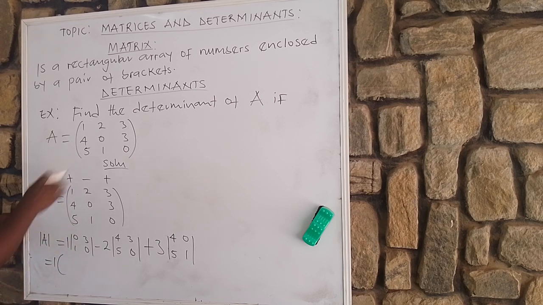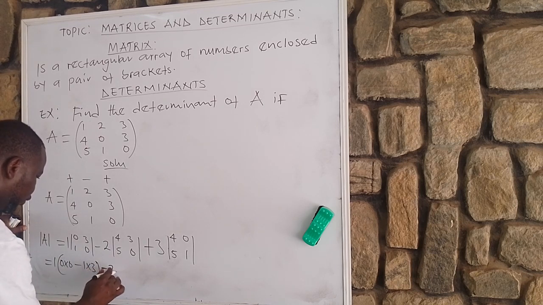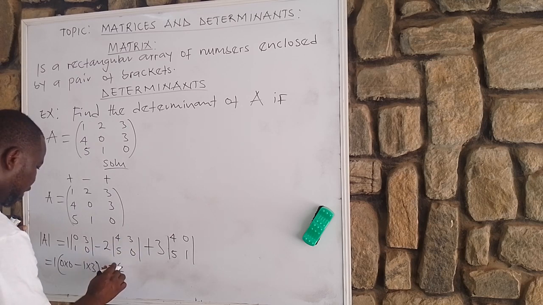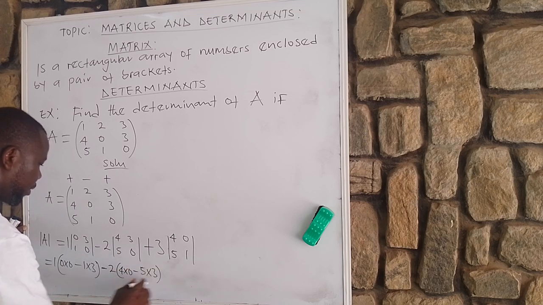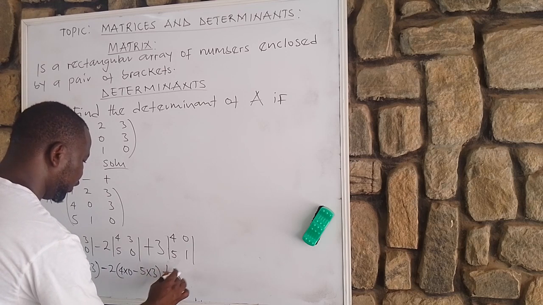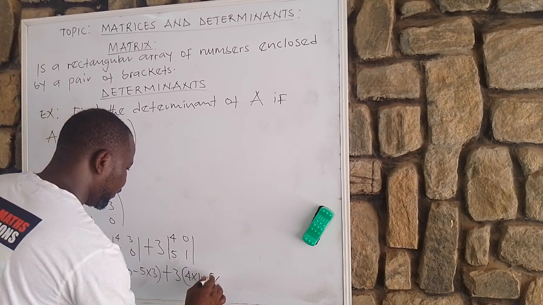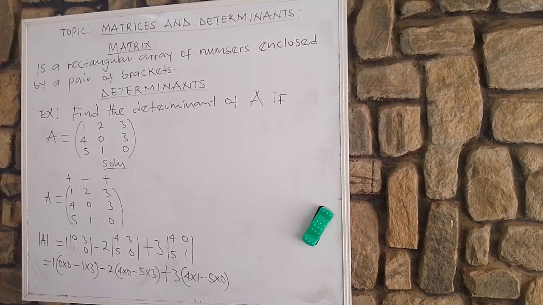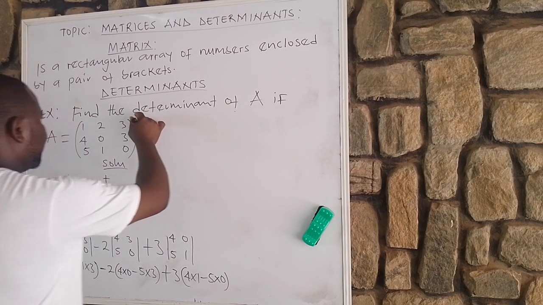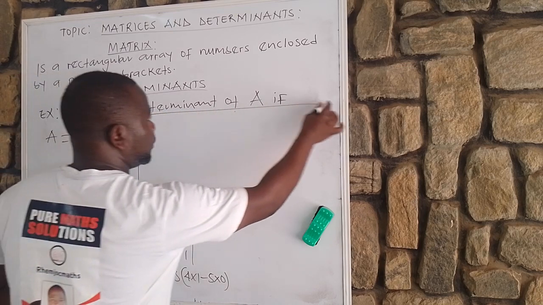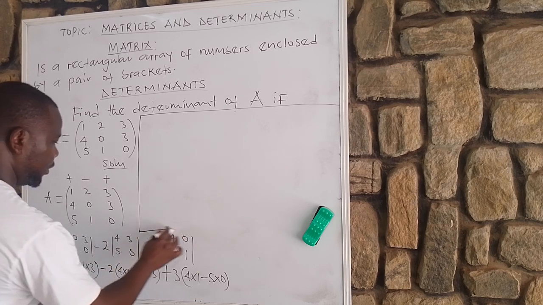So this one times this, go back to our previous example. It means 0 times 0 minus 1 times 3. True or false? Then minus 2, open bracket, 0 times 4 or 4 times 0 minus 5 times 3. Plus 3, 1 times 4 or 4 times 1, whichever way, minus 5 times 0. Do you agree with me?